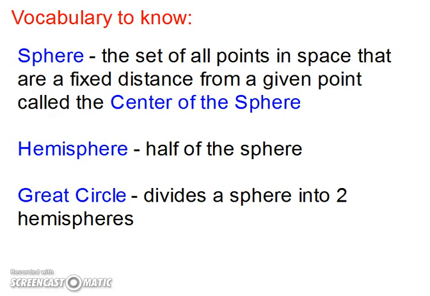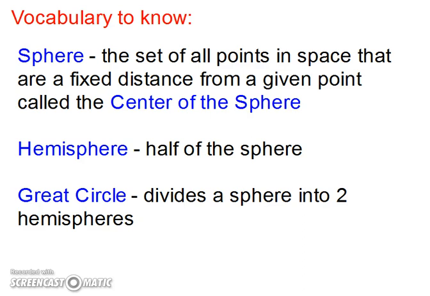A sphere is the set of all points in space that are a fixed distance from a given point. That point is called the center of the sphere. A hemisphere is simply half of a sphere. And the great circle divides a sphere into two hemispheres.